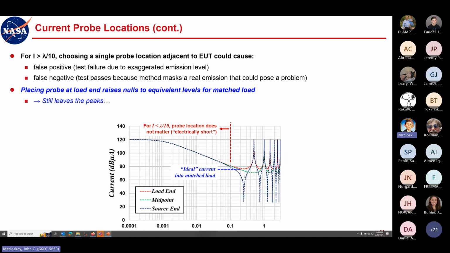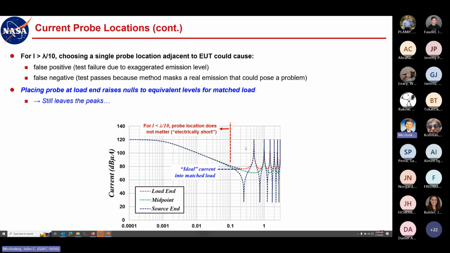So that takes us a bit away from the nulls here. But the significance here is if you put the current probe at the EUT, at these frequencies you're going to have these nulls, which will give you a false indication that you've passed. When you could have tremendous current emissions at these frequencies, but because you're looking into what looks like a high impedance, you won't observe them. And that's the worst possible result as far as I'm concerned, that you're masking a problem simply by the way you're making the measurement.